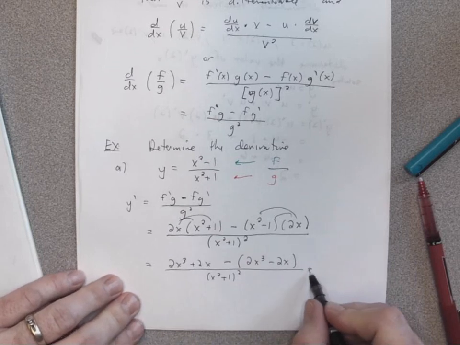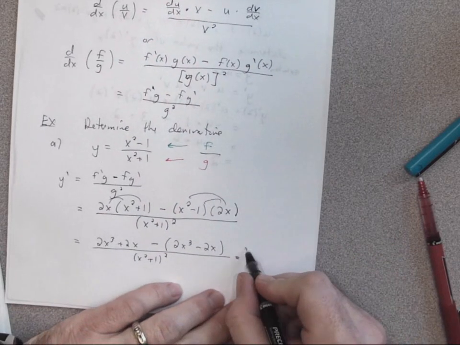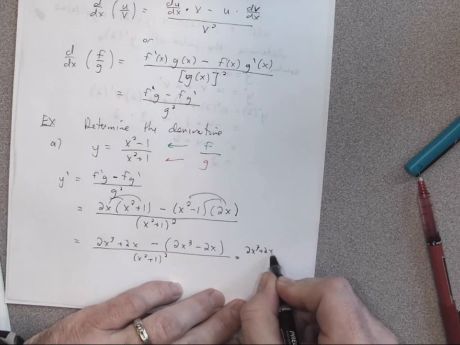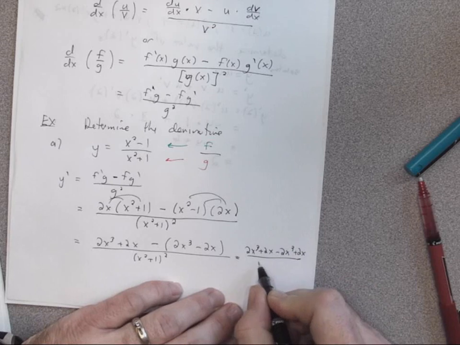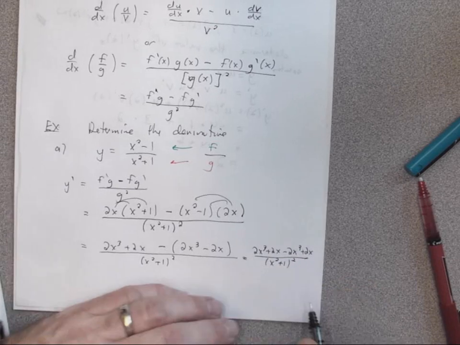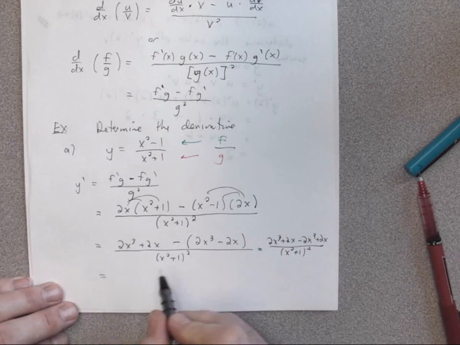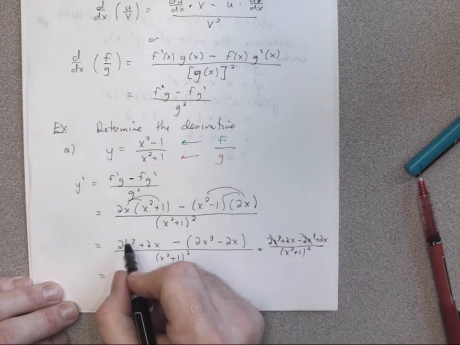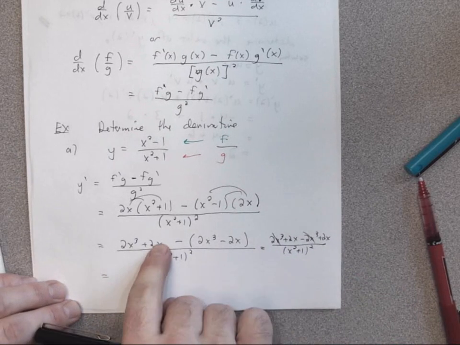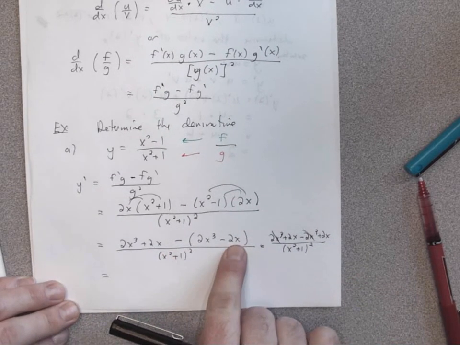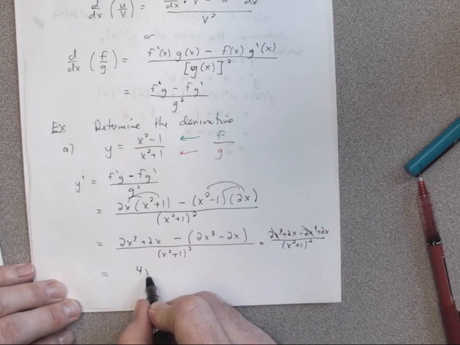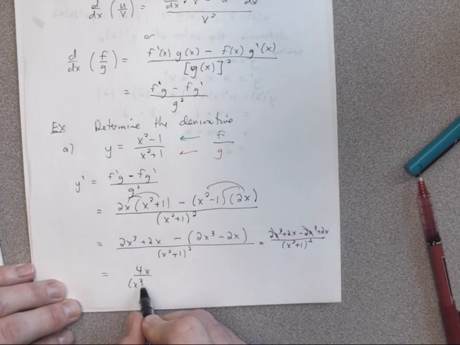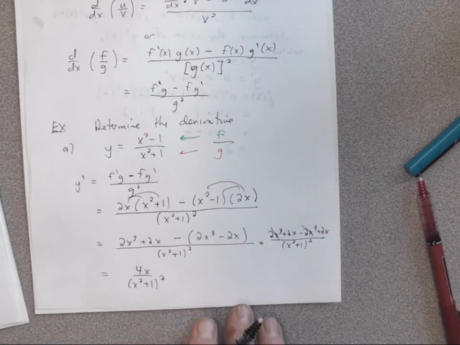So this is going to be equal to, let me go right over here for a little room. I have 2x cubed plus 2x minus 2x cubed plus 2x all over x squared plus 1 squared. So changing those two signs, we can see that these two will cancel. And then this is going to be 2x minus a negative 2x. So 2x plus 2x is going to give us 4x all over x squared plus 1 squared.